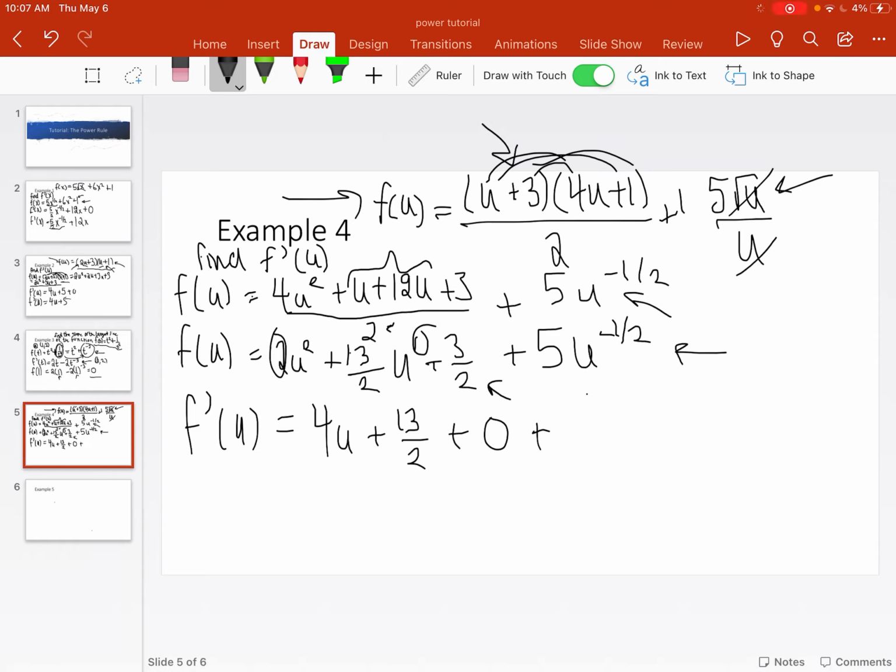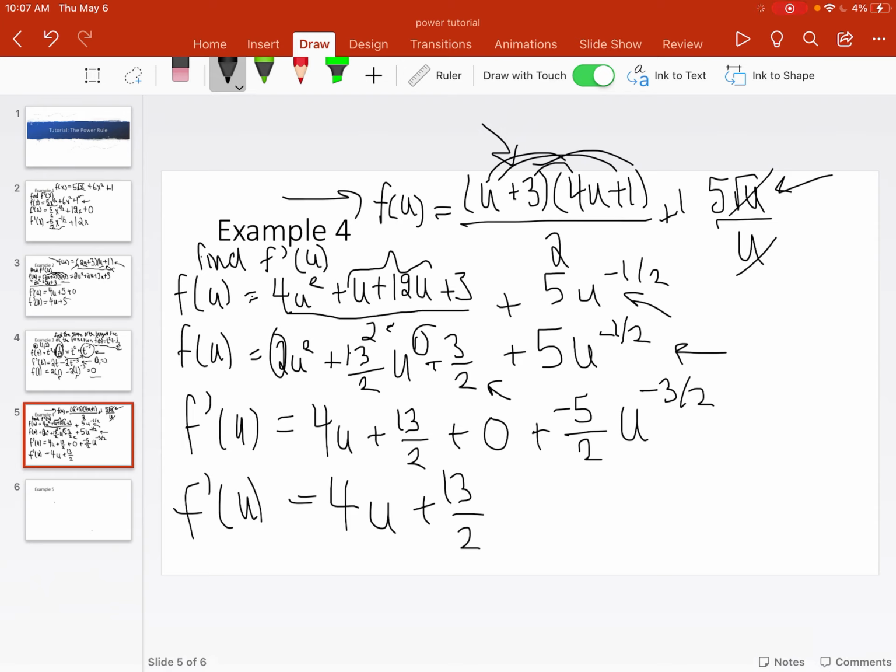And here we have, bringing down the negative half, we get negative 5 over 2, u to the negative 3 over 2, because negative half minus 1 is negative 3 over 2. So overall, we just come down to this: 4u plus 13 over 2 minus 5 over 2, u to the negative 3 over 2.